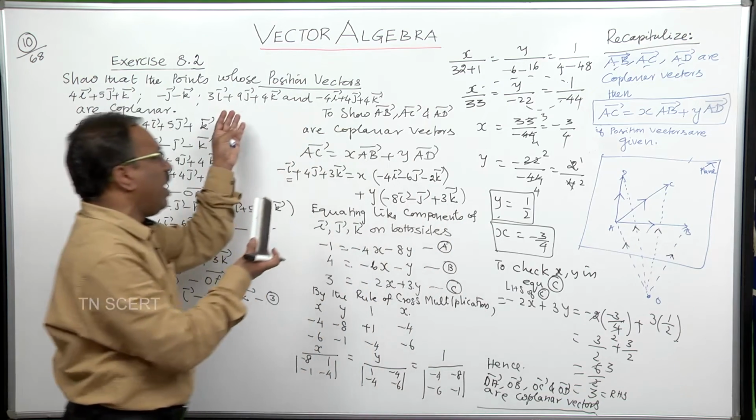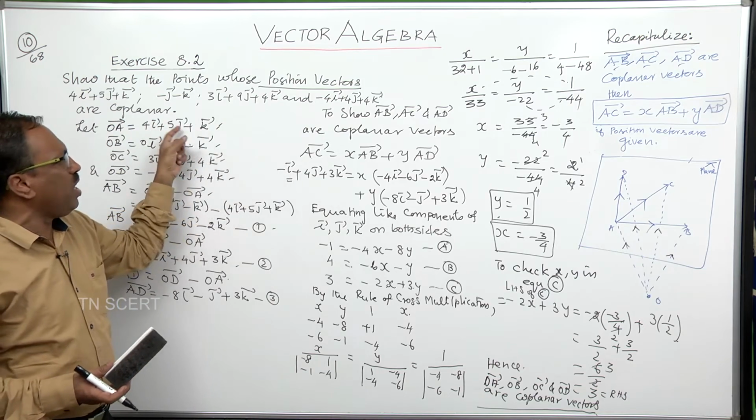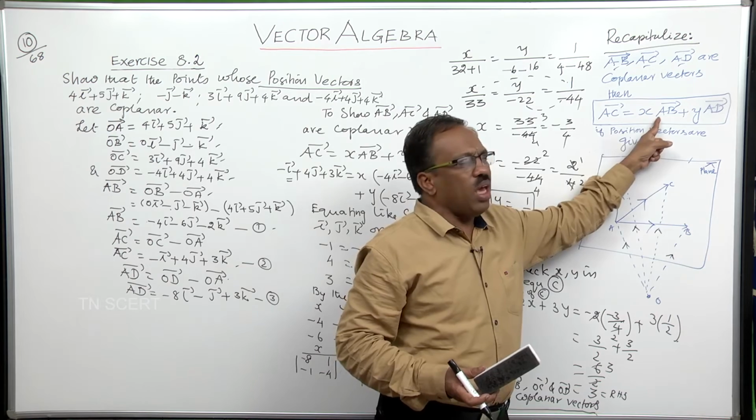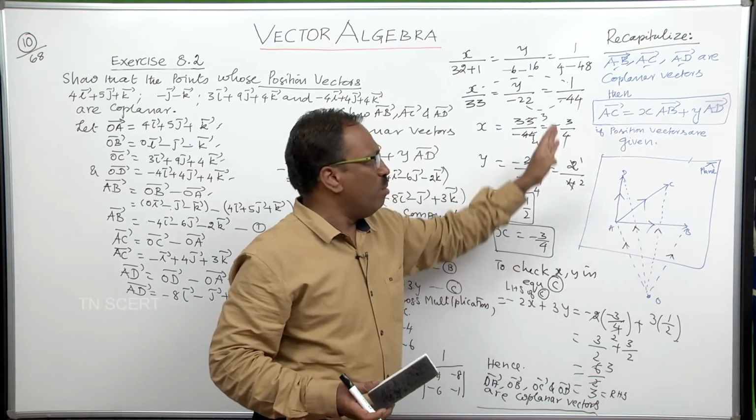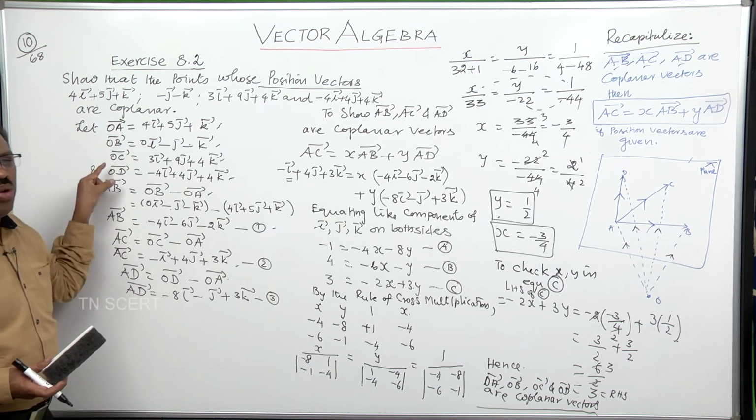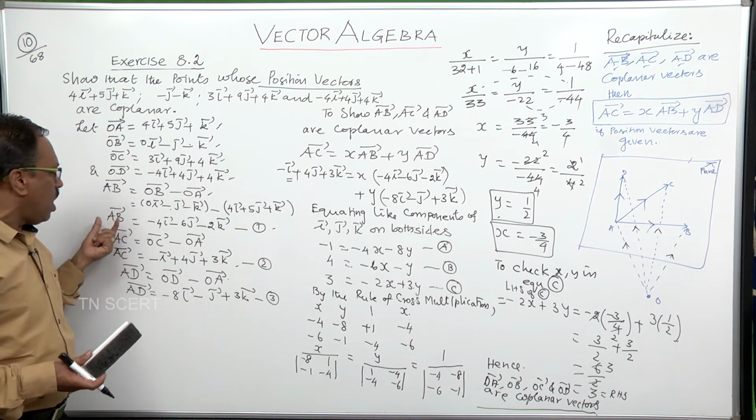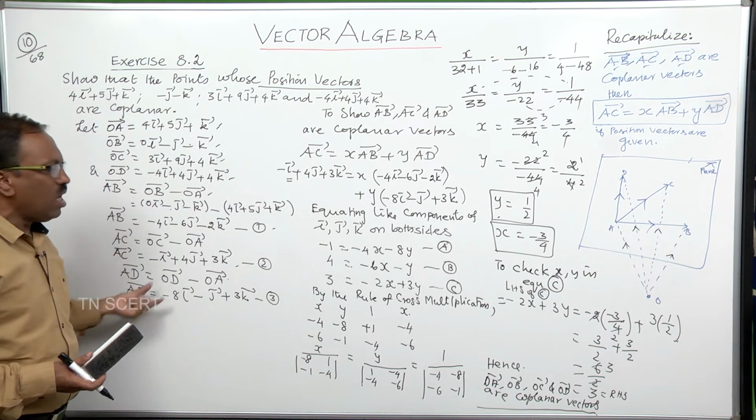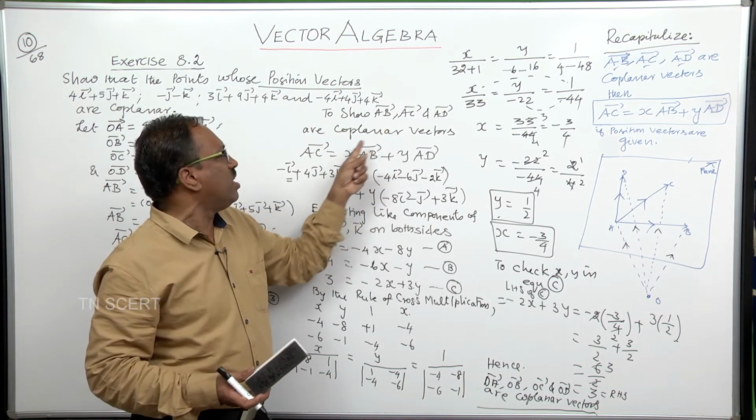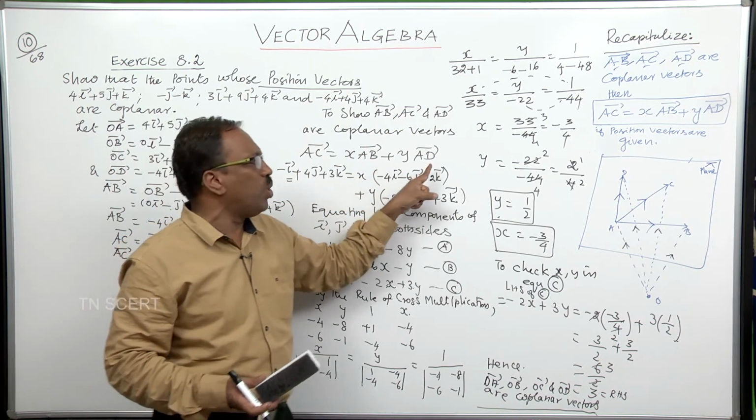Let us recap all that. Show that the points whose position vectors are given are coplanar. That means we have to take the fundamental rule of AC vector equal to x into AB plus y into AD. I have taken OA, OB, OC and OD as 4 different vectors, and AB is second vector minus first vector. Likewise, I have solved AB, AC, AD. I found out 3 results, and I have taken the fundamental rule of coplanar vectors of AB, AC, AD: AC vector equals x into AB plus y into AD.